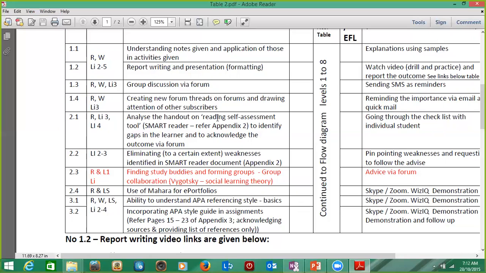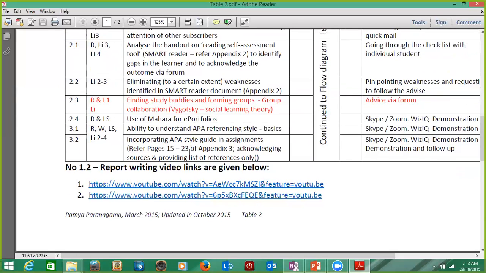So the other critical skills are plotting graphs, really based on numeracy, plotting graphs.